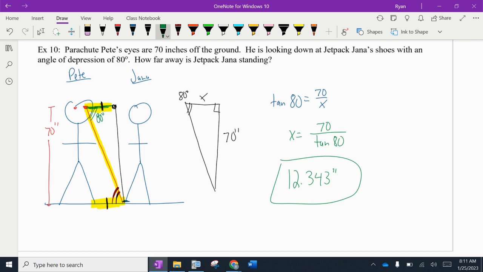How far away are they standing? Well, they're not standing very far away. They're only standing 12.343 inches from each other. Think about that. How far is a foot? They're only about a foot away from each other, about 12 inches, right? So they're standing very close. He has to look almost straight down in order to see her feet.